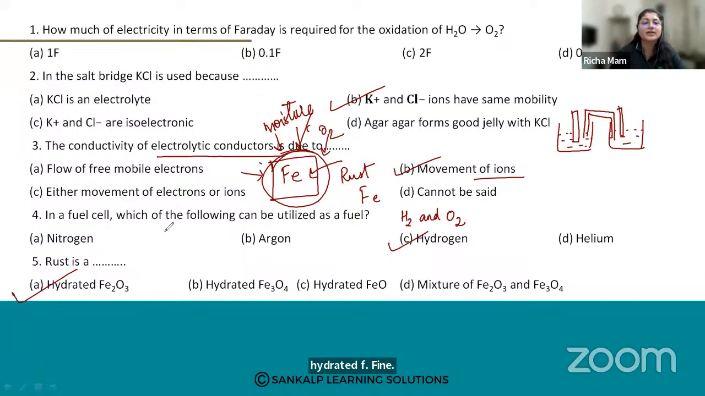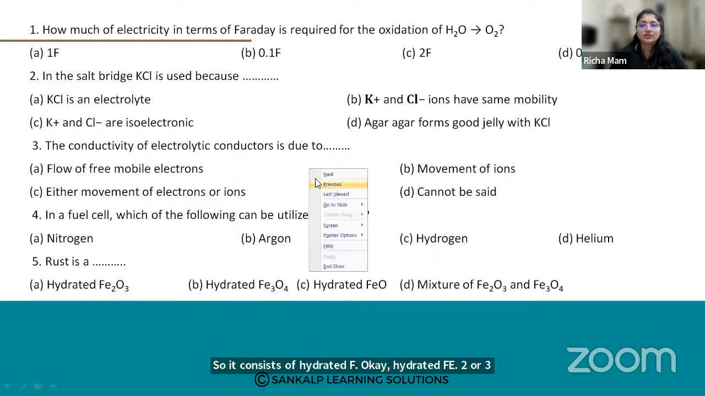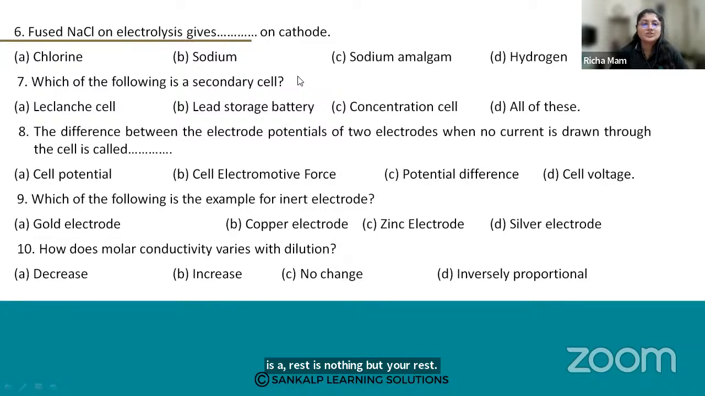The answer is A. Understood? Rust is a hydrated Fe2O3. Iron, when it reacts with oxygen in the presence of water and air, forms an oxide layer on the iron, and that is iron oxide. So it consists of hydrated Fe2O3. I hope these 5 questions are clear. So we'll move further. Next question.